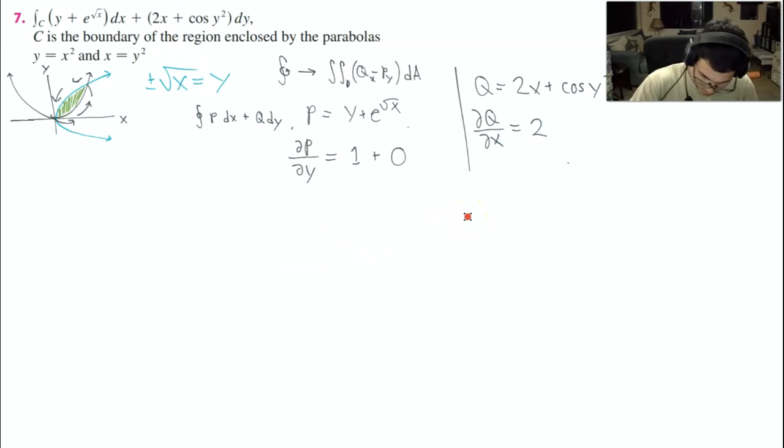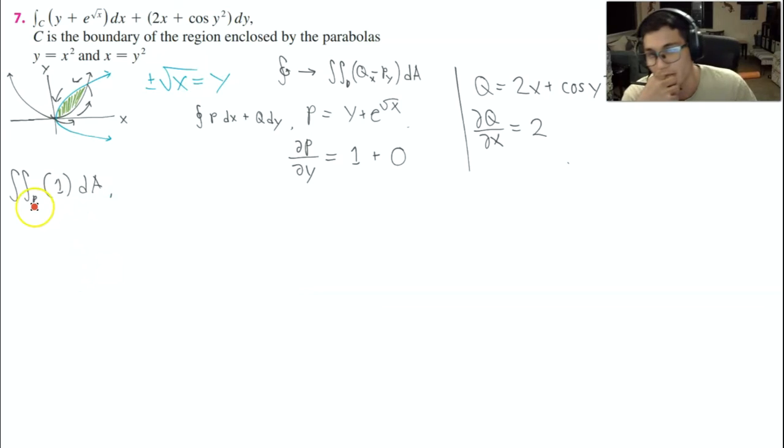So now we have this integral over a domain. We don't know what that domain really is yet. We don't know how to really describe it. But we do know it's dq dx minus dp dy, which is 2 minus 1, which is just 1 dA. And dA, we'll figure that out as we describe D. So we've got to describe this region here. Is there a way that we can describe it nicely?